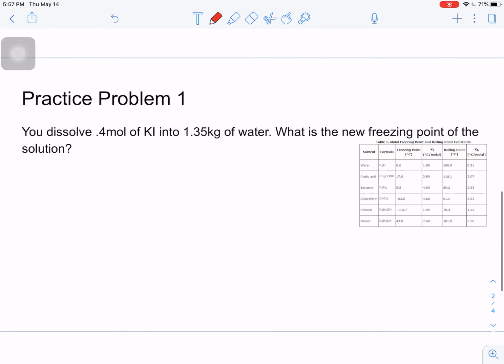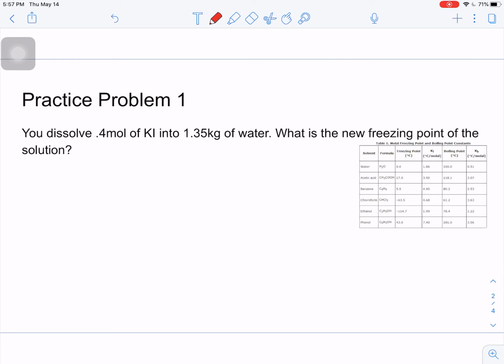Our practice problem 1: I dissolve 0.4 moles of potassium iodide into 1.35 kilograms of water. What is the new freezing point of the solution? So, again, we have to figure out what formula we're using. You see freezing point, so you know you're going to be using delta T FP equals Kf times molality times i.